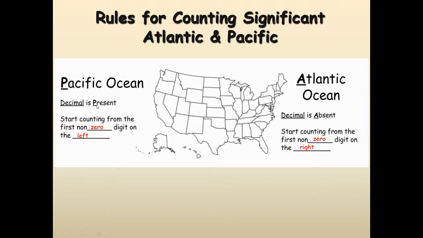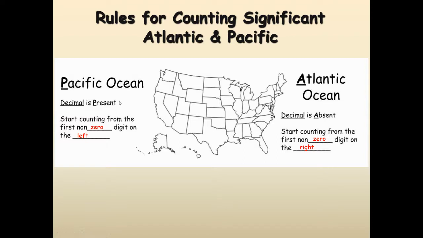So if our decimal is present, we're looking at the Pacific Ocean. The P's go together. So decimal is present, that means the decimal is there, we look at the Pacific Ocean. If the decimal is absent, that means we look at the Atlantic Ocean. So the A's go together. So if decimal is absent, we look at the Atlantic Ocean. So the rules are really simple. If you do have a decimal, so if your decimal is present, we deal with the Pacific Ocean.